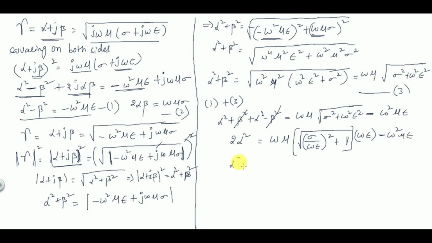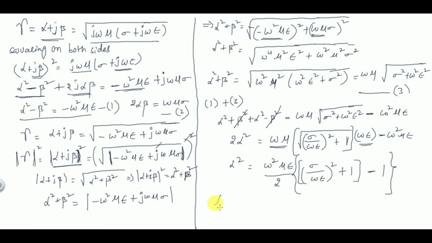So what is alpha square then? Alpha square is equal to omega square mu epsilon, so omega mu here and omega epsilon here. Taking the 2 to the other side, it becomes 1 by 2 into sigma by omega epsilon whole square plus 1 minus 1. So this is whole multiplied.